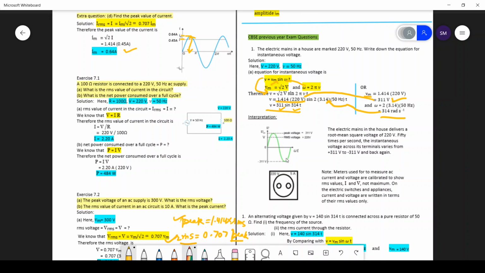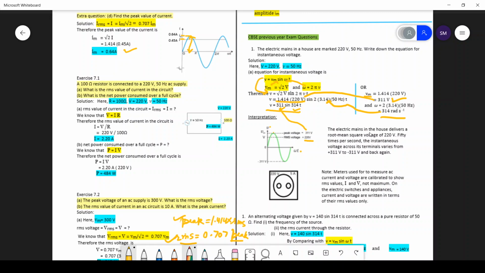We draw this graph between instantaneous voltage and omega t. So this is the instantaneous voltage, meaning at any point t, what will be the voltage? At time 0 the voltage was 0, and then it keeps increasing and reaches the maximum, which is the peak voltage. This 311 is your peak voltage, and the RMS voltage which was given to you was 220 volts.